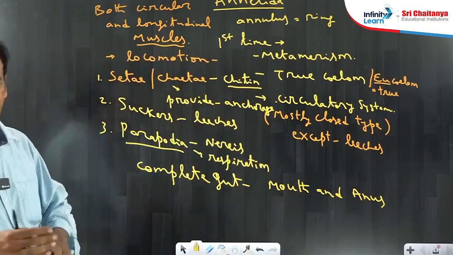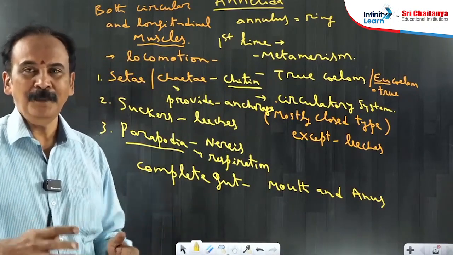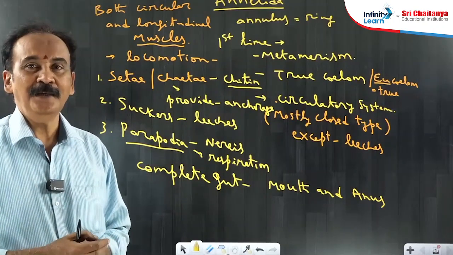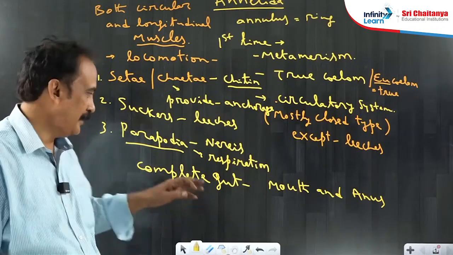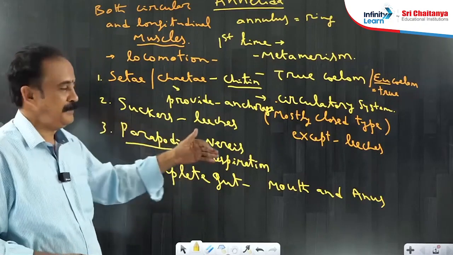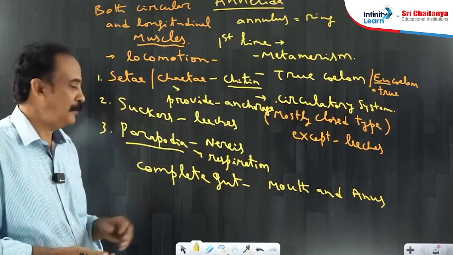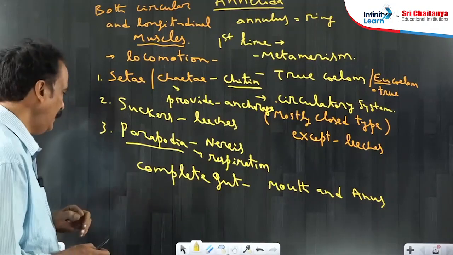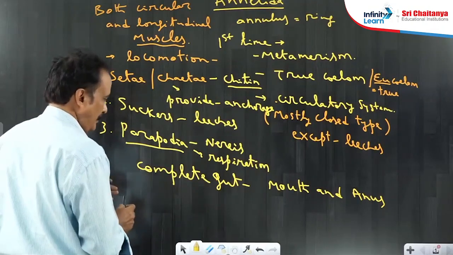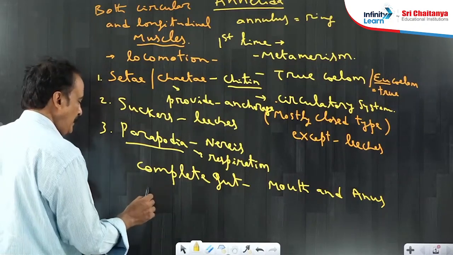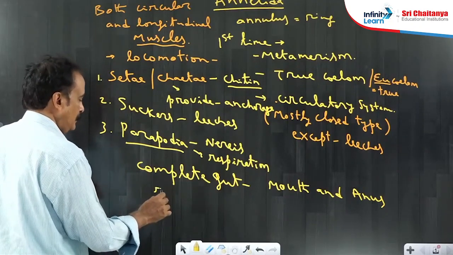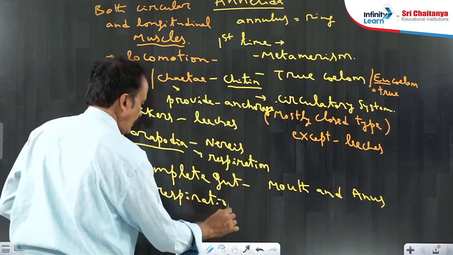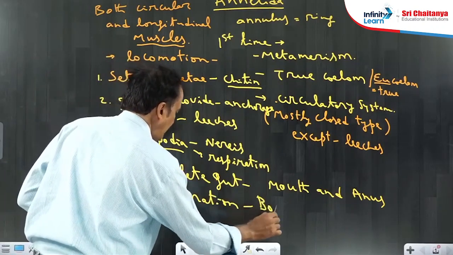For example, if you take Platyhelminthes, they have only a mouth, they don't have an anal aperture. So there the gut is said to be incomplete. But from Aschelminthes onwards, you will find both mouth and anus present. That's how it is called complete. And respiration is with the help of the body wall and parapodia.